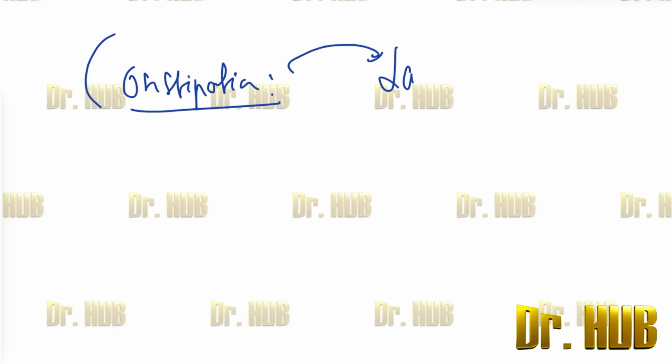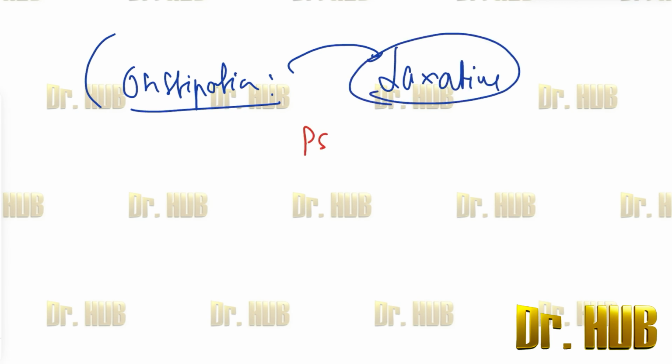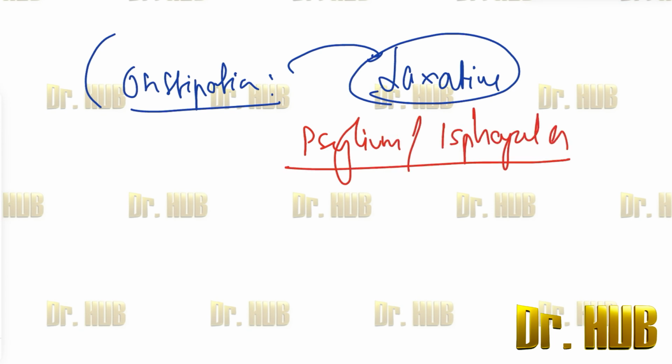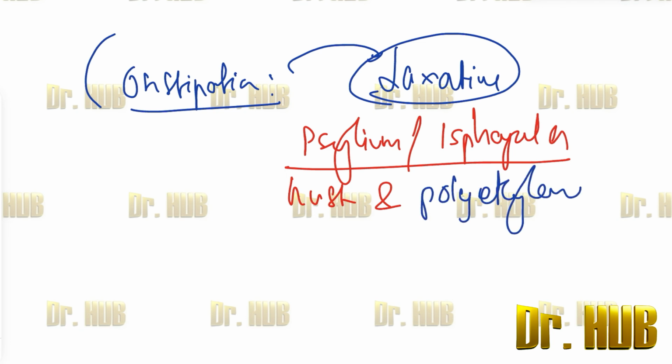Next, moving on, we have constipation. In case of constipation, the classification of drugs is: you can administer laxatives. Under the laxatives you can include psyllium and ispaghula husk, and also polyethylene glycol.